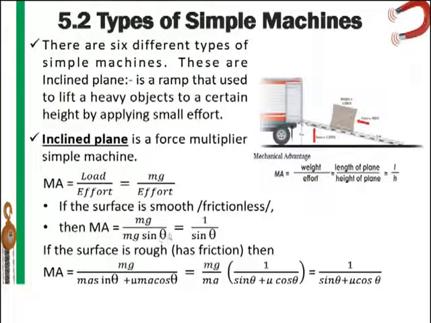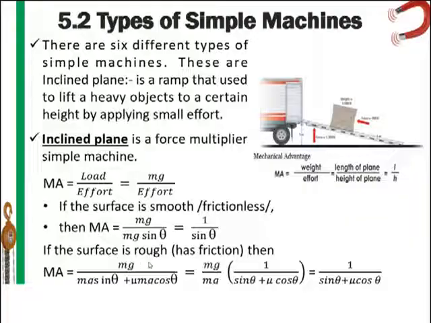So in other words, we can simplify this mg over mg sine theta. And remember, mg sine theta is the effort force in order to move the box up the inclined plane. And so when we simplify this, we can see that the mechanical advantage now is going to be equal to 1 over sine theta. And remember, this only applies when the surface is frictionless, is smooth.